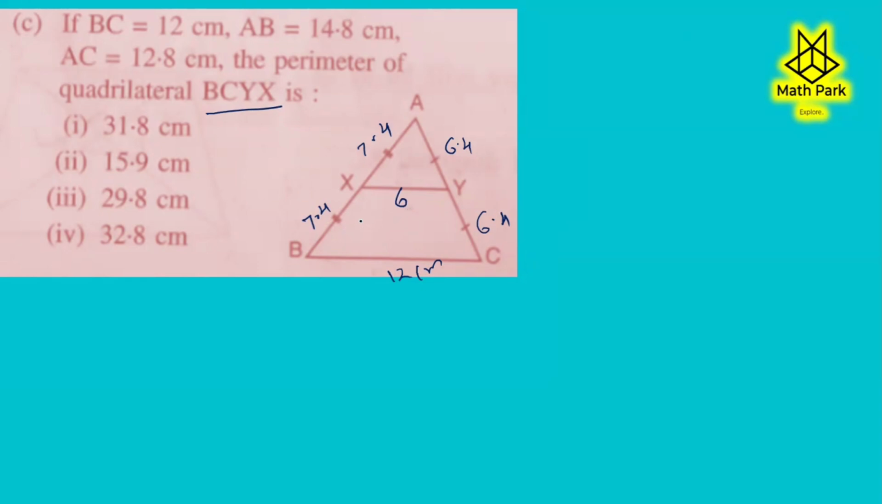So to find the perimeter of BCYX, the trapezium, you get 12 plus 6, 18. 18 plus 7.4 plus 6.4. You get this as 31.8 centimeter. Add all of these.